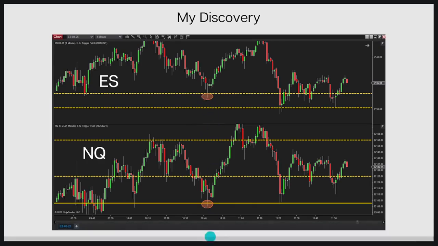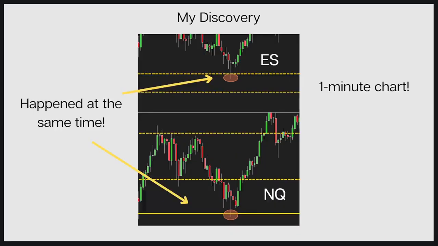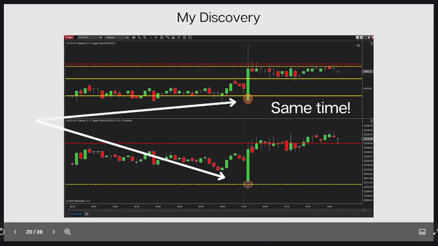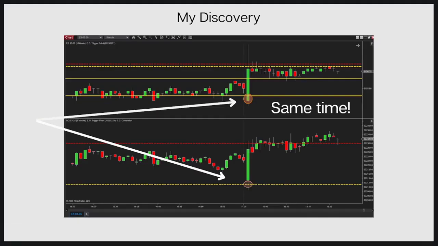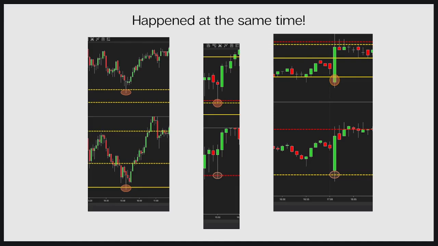Now, again, guys, this is a 1 minute time frame, okay? And I saw this reaction on 1 minute time frame to our trigger point happened at the same time. So it was a very interesting phenomenon that I observed. Here is another example. You can see a strong, beautiful reaction happened at the same time on our trigger point. Here is another example. Same time, guys, 1 minute time frame. Another example, same time, 1 minute time frame. It was fascinating. Many examples.